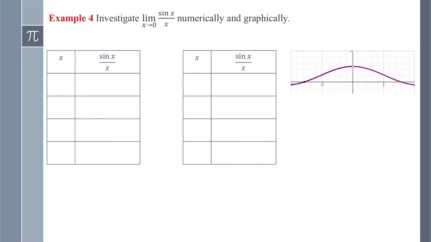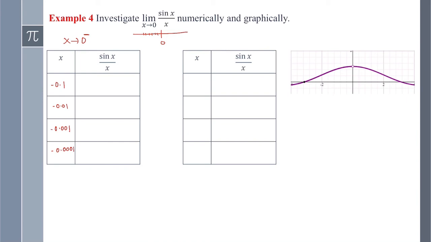Let's look at another function here. So next we are going to look at sine of x over x. So again, we are going to take some values. So let's say x approaches 0 from the left. So this is 0, but we are going to take numbers close to 0 from the left. That means we are going to take negative numbers. So let's go ahead and take negative 0.1, and then negative 0.01, then negative 0.001, then negative 0.0001.